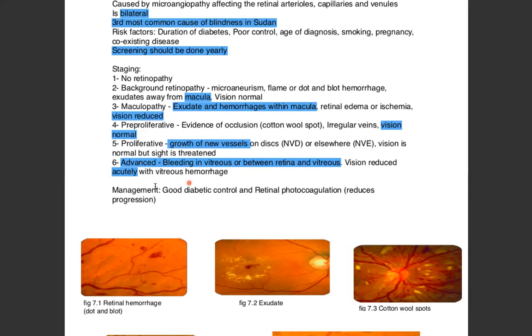المانجمنت عندنا two options. عندنا good diabetic control عندنا retinal photocoagulation. الphotocoagulation ده بنعمله to reduce the progression of a diabetic retinopathy.